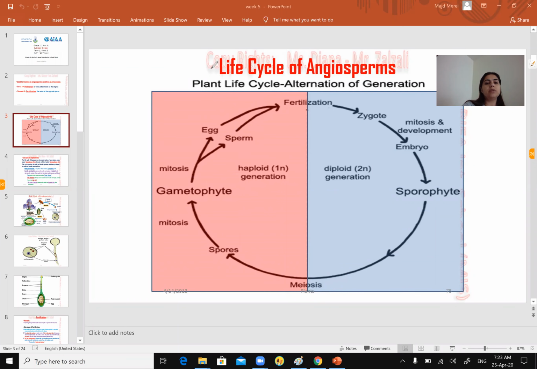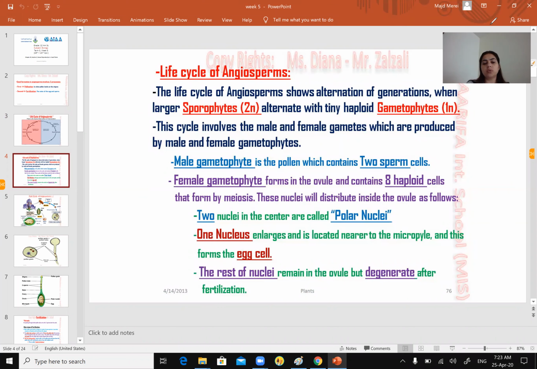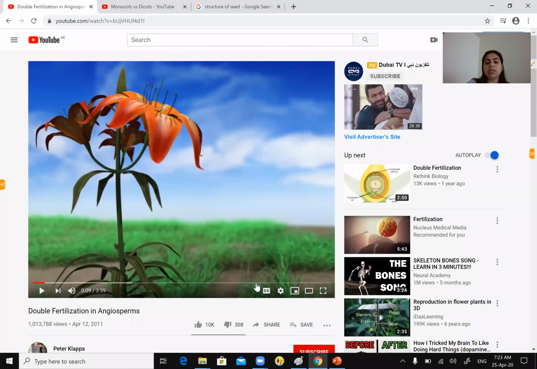So let's start with the first point, which is double fertilization, a unique feature for angiosperms. But before explaining for you what is happening within double fertilization, let's watch this video, which summarizes double fertilization in general.